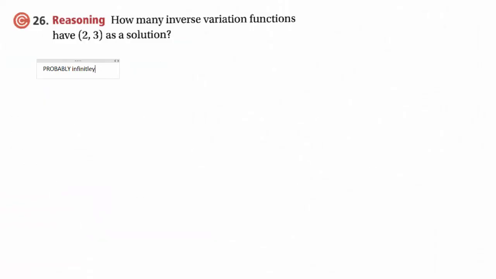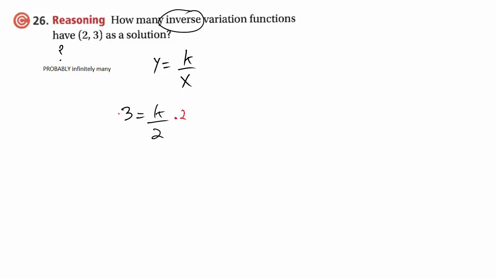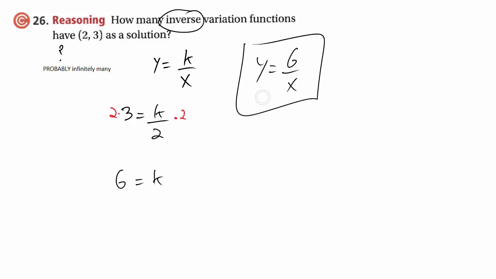All right, this one, how many inverse variation functions have (2, 3) as a solution? X is 2 and y is 3. I would think, well, maybe infinitely many, right? But you have to remember, with inverse variation functions, you're not able to shift it up, down, left, or right. So the only function is y equals 6 over x.